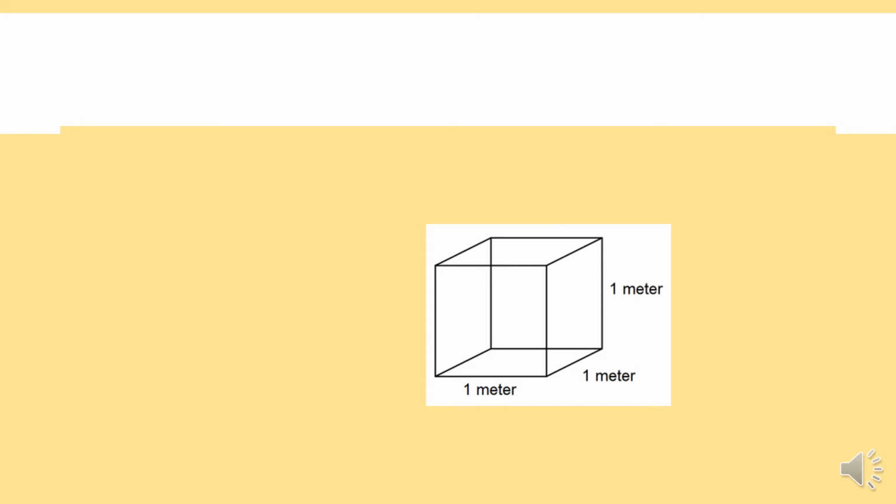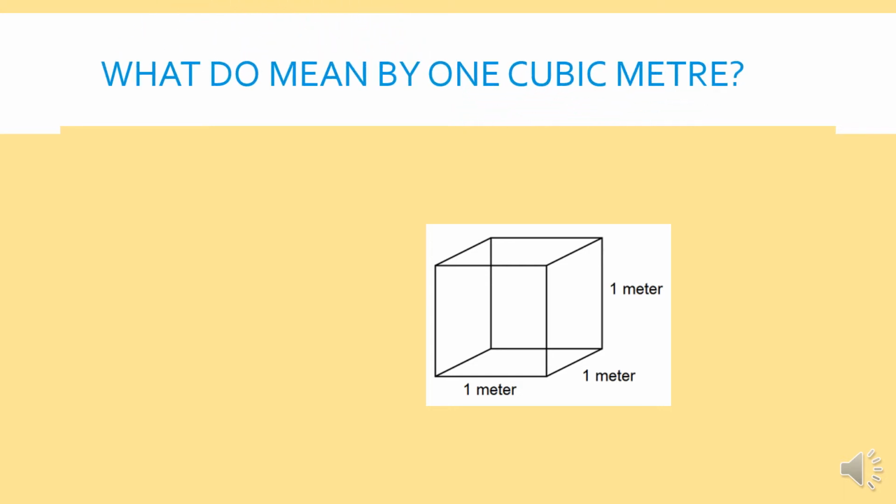Children, in the previous presentation, I have told you the SI unit of volume, that is cubic meter, small m raised to the power 3. Now, in this presentation, I am going to start with the definition of 1 cubic meter. What do you mean by 1 cubic meter?